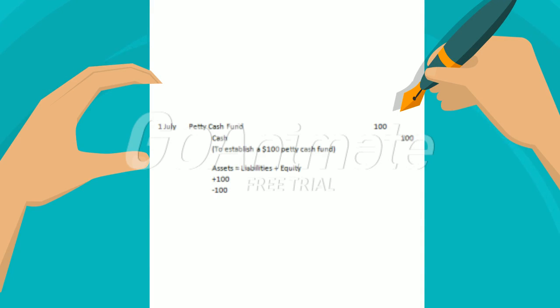petty cash fund. I've written out a cheque for $100, cashed the cheque, and I've placed the responsibility of the fund under my manager. Looking at the journal entries, I have debited the petty cash fund $100 and credited cash $100 to establish a petty cash fund.